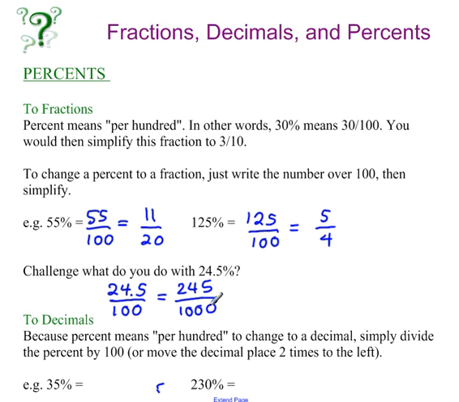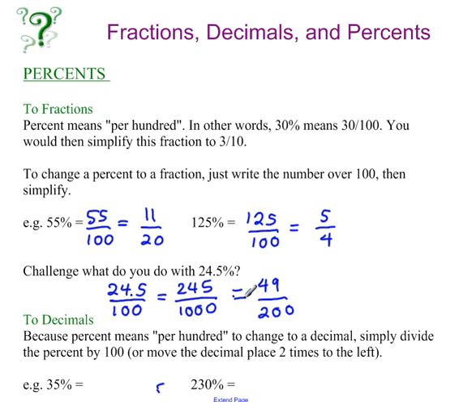And again, you have to ask yourself, what goes into both of those? So in this case, 5 goes into both of them. So 5 goes into 245 49 times, and 5 goes into 1,000 200 times, and that is what that final answer will be. So you have to be careful with ones that have decimals, but it works the same way.